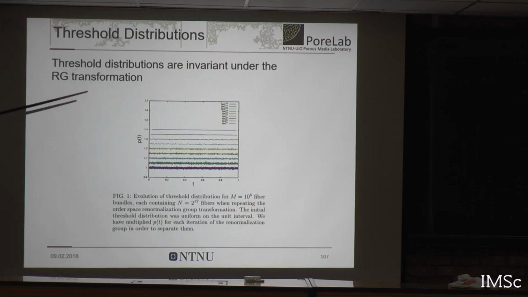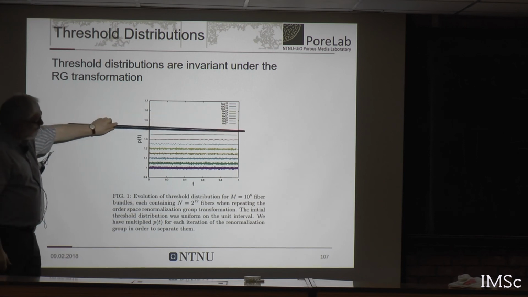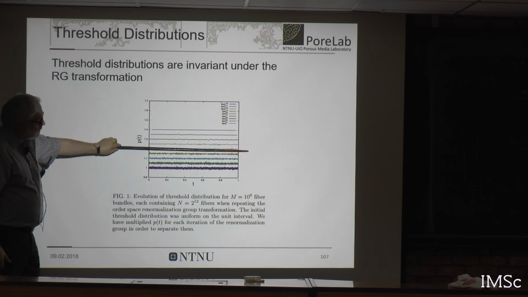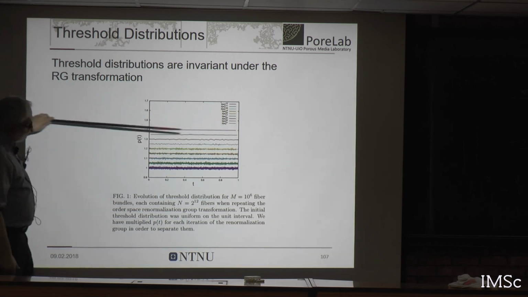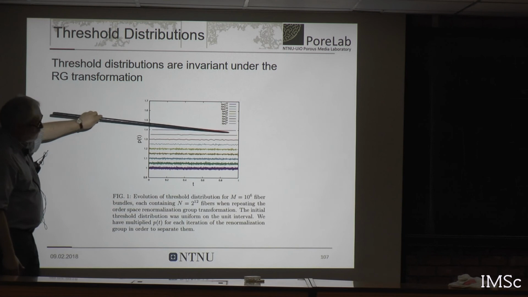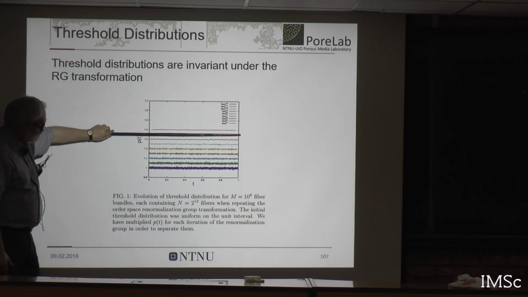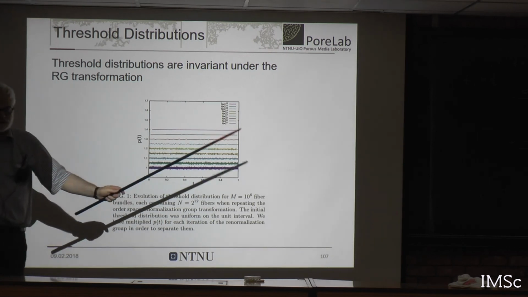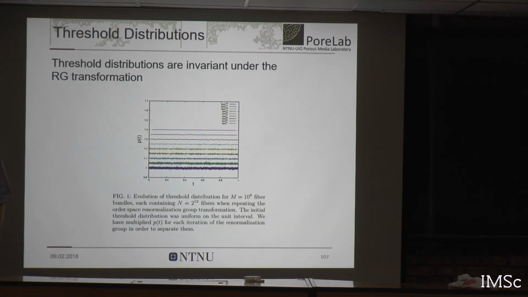Now here are the threshold distributions. What happens as you iterate and look at the threshold distribution? And you can show, this is a flat distribution between 0 and 1. And we just pull them apart to see them. And all you see is that the fluctuation is going up because there are fewer fibers, but you don't change the threshold distribution. And any threshold distribution will be a fixed point distribution. It just doesn't change in this. Because you're not changing the fiber bundle, you're just coarse graining it.